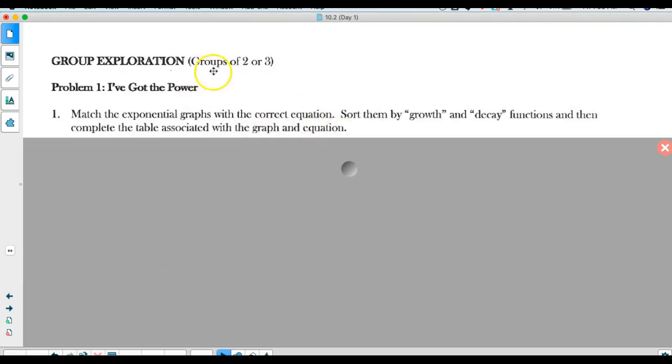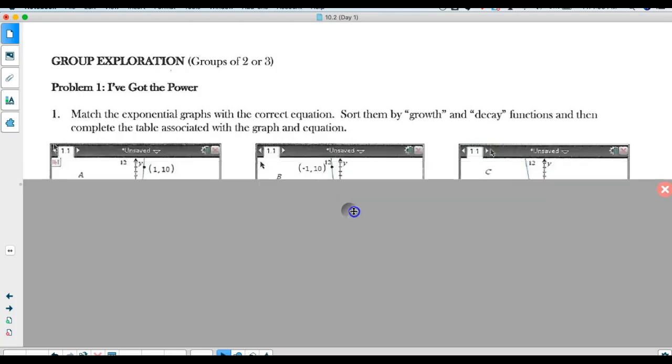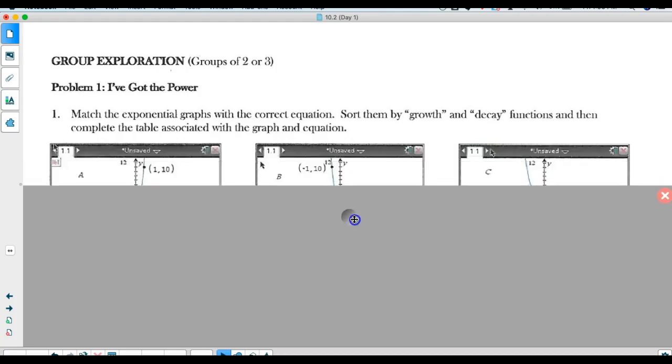Typically, what we usually do with this is partner or groups of 3, and we do a matching activity. You're going to have 6 graphs, and we're going to match the exponential graphs with their correct equation. I'm going to sort them by growth and decay first. Then we're going to complete the table associated with each equation.